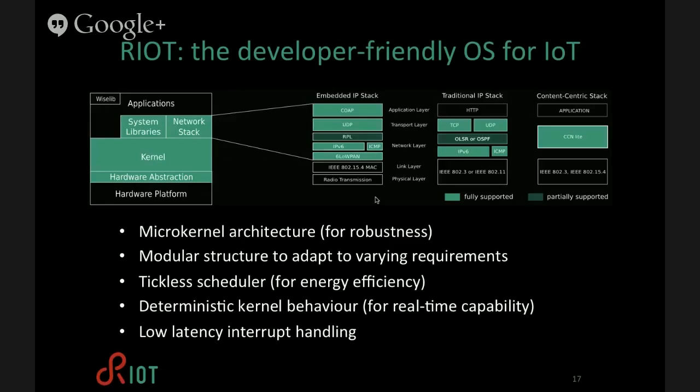On top of this kernel, we have currently developed three network stacks, and actually there's a fourth that's not shown here. First, a traditional 6LoWPAN-based network stack, which has CoAP sitting on top, for example. There's also a traditional IP stack, with HTTP instead of CoAP, and TCP, UDP, and the usual protocols. Recently, we've added a CCN network stack based on a light version of CCNx. And there's also the OpenWSN network stack that has been ported recently.